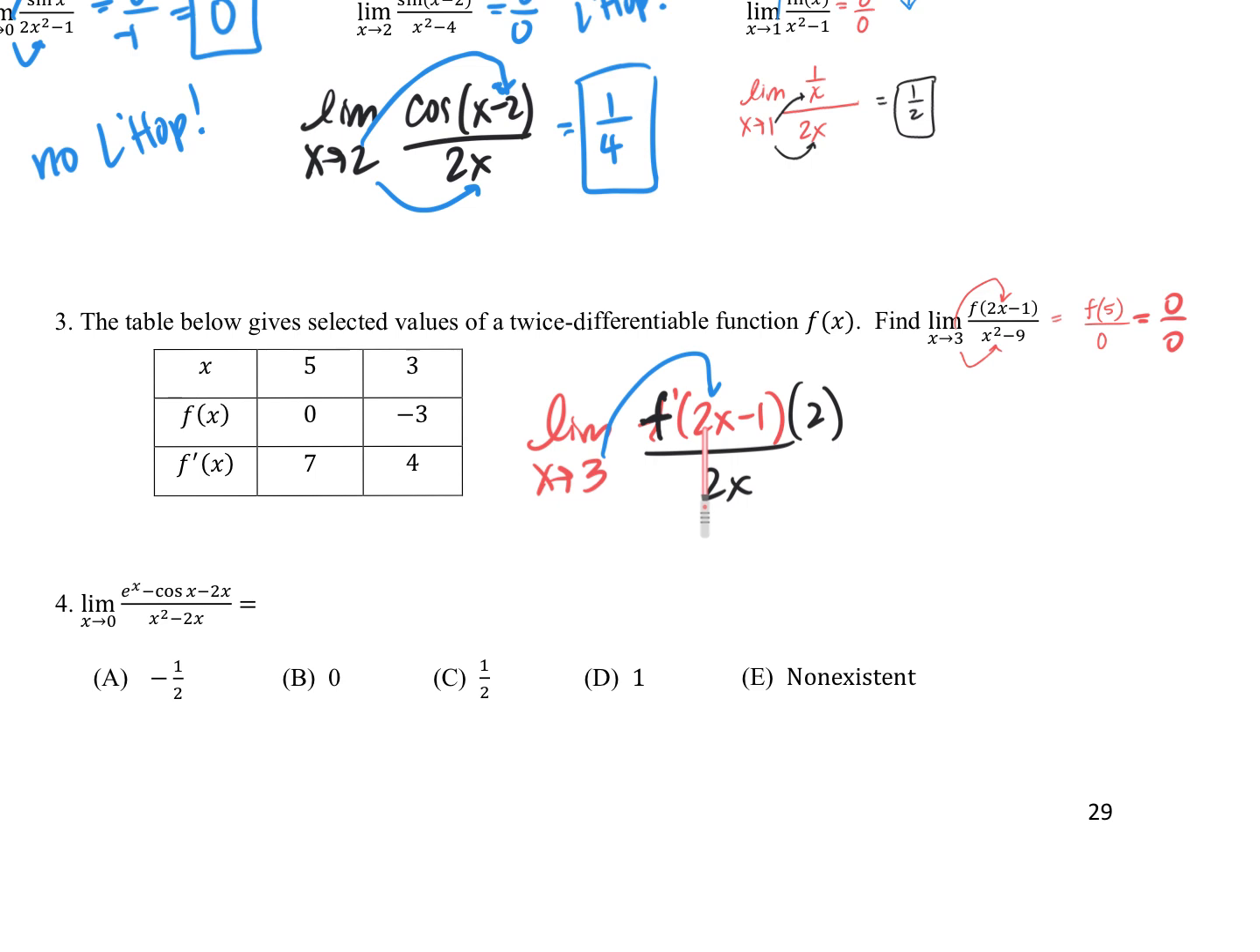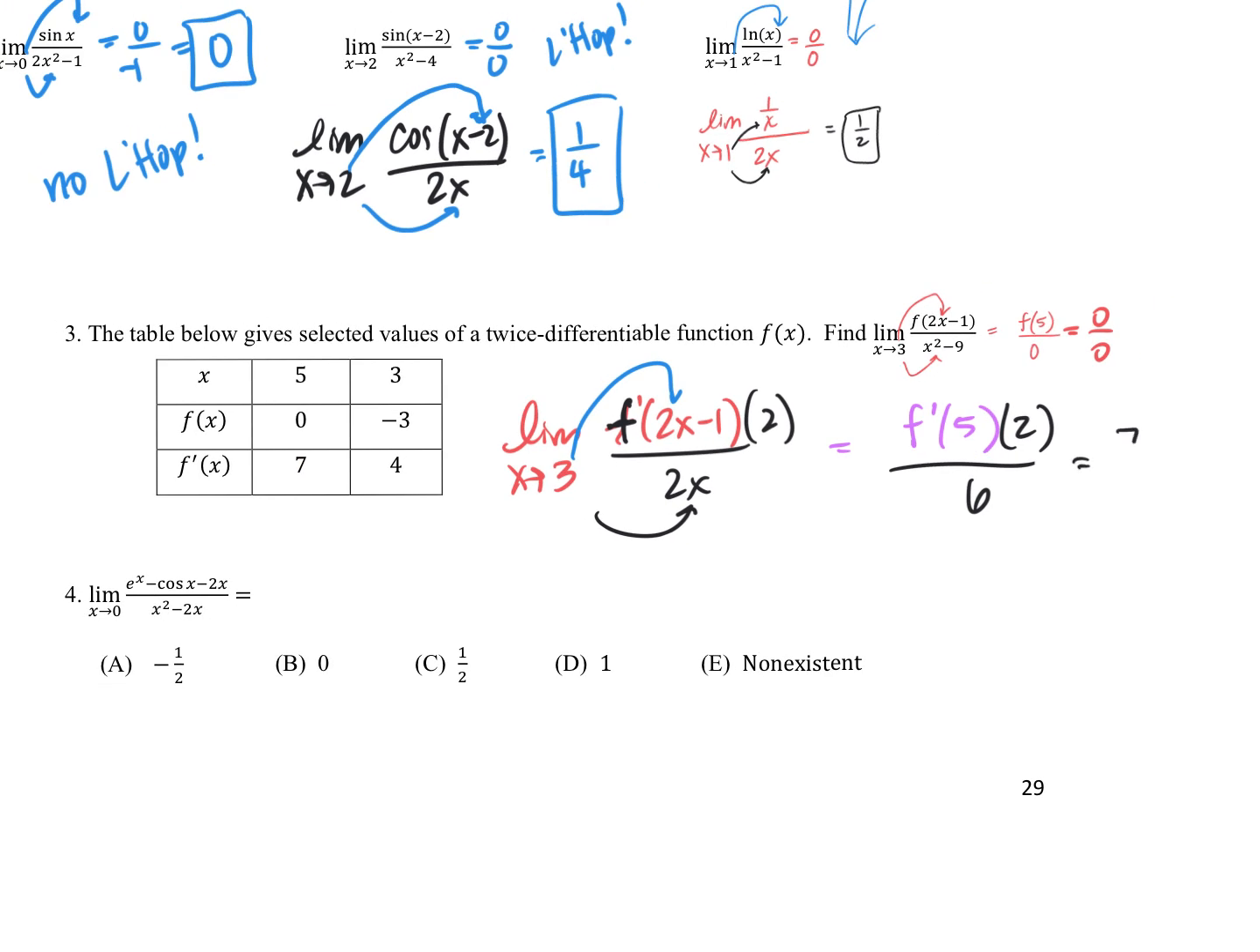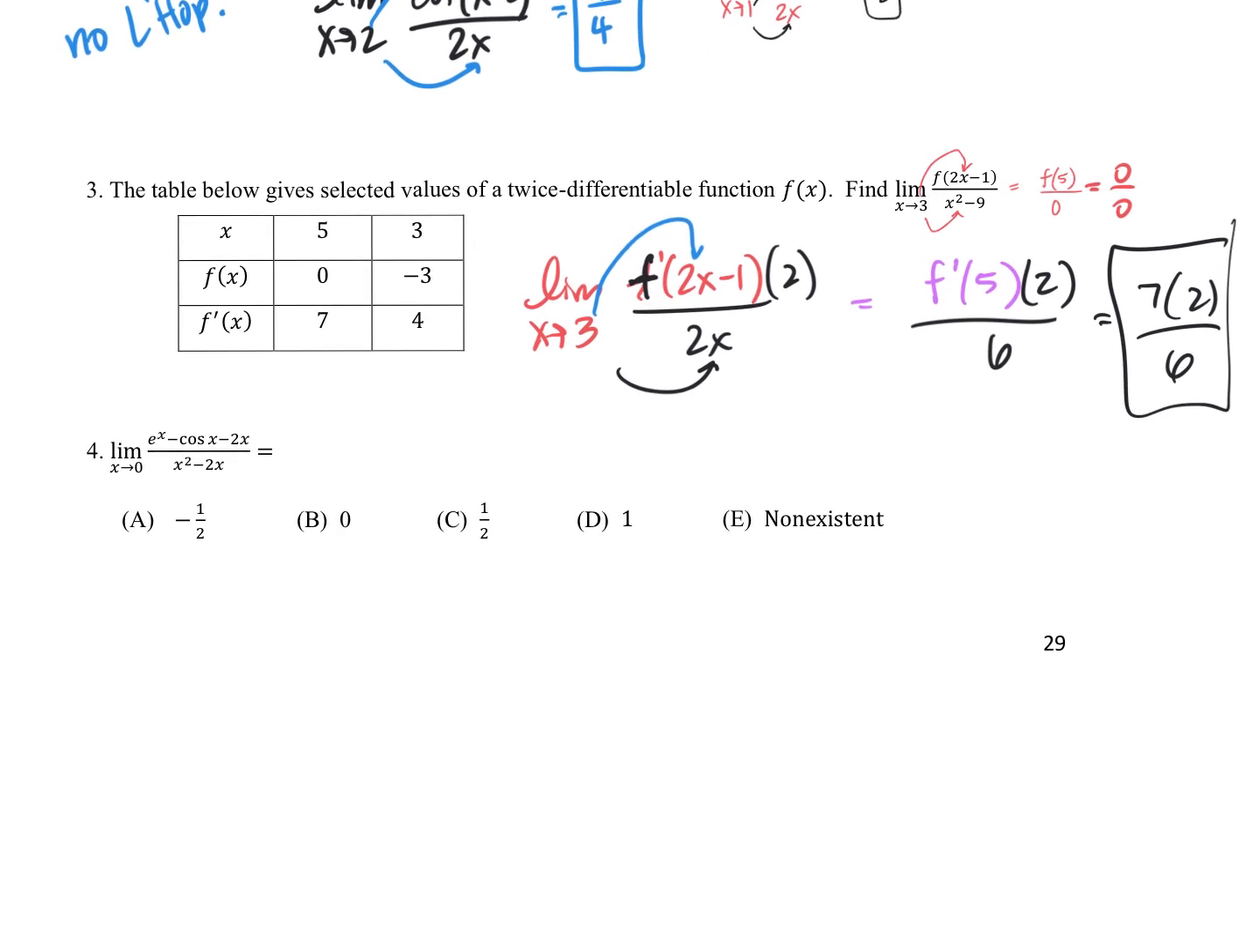If x is 3, we would need f prime of 5, right? F prime of 5 times 2 all over 6. Am I doing this right, people? Do we have an f prime of 5? F prime of 5 is 7. 7 times 2, 14 over 6, or we could have just ended right there. Cool. L'Hôpital's ain't got nothing on us.